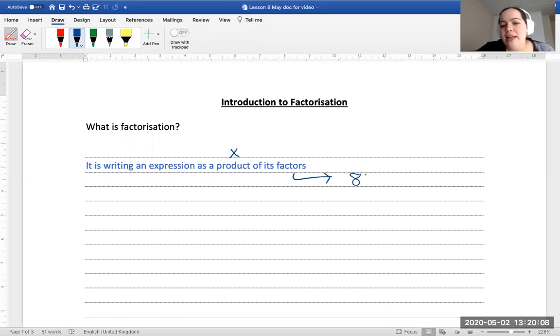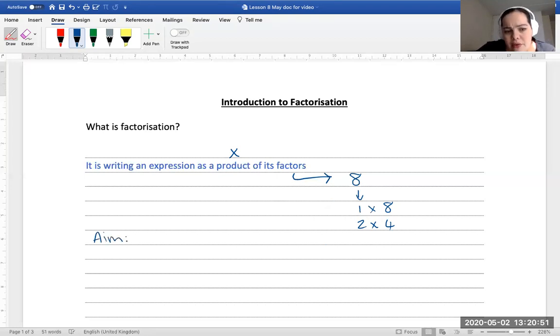If I have the number 8, I could write it as a product of its factors by saying 8 can be written as 1 times 8. That would make 1 and 8 factors of 8. Or I could say 2 times 4. So 2 and 4 are also factors of 8. This is a bit of a silly example, but if I wanted to factorize 8, I could write 1 times 8 or 2 times 4, because it's a product, so we're multiplying. It's factors because 1 and 8 are factors of 8, 2 and 4 are factors of 8. So that's pretty cool.